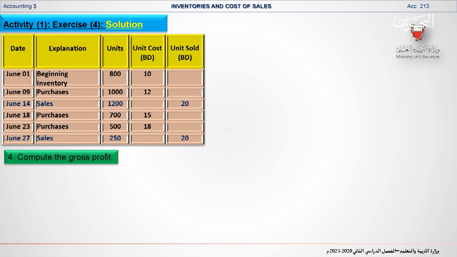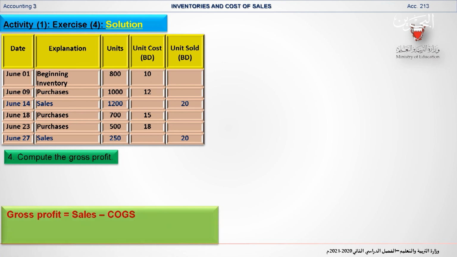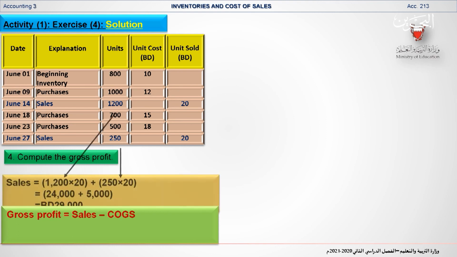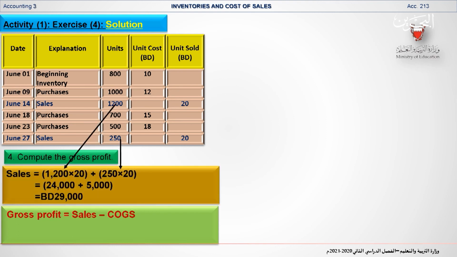The last requirement is to calculate the gross profit, which equals sales minus cost of goods sold. First, you need to calculate sales in BD by multiplying units sold by selling price. Refer to the data provided in the table. The total sales will equal 29,000 BD.